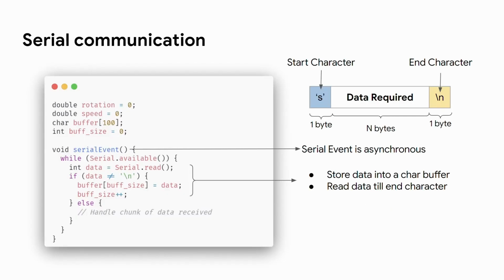How it works is that it joins bytes together. It first begins with the starting character defining the type of data being sent over, for example, S for speed. Then it sends the actual data required, and finally it ends with a new line character to signal the end of the sent data. This is then sent to the Arduino.